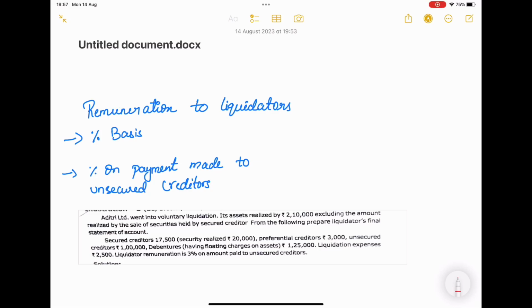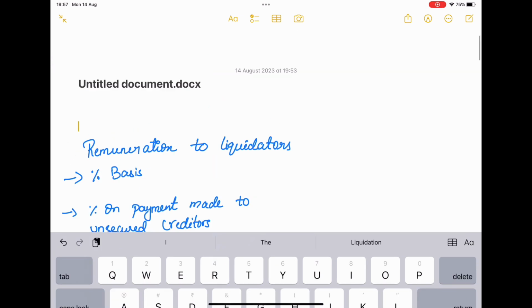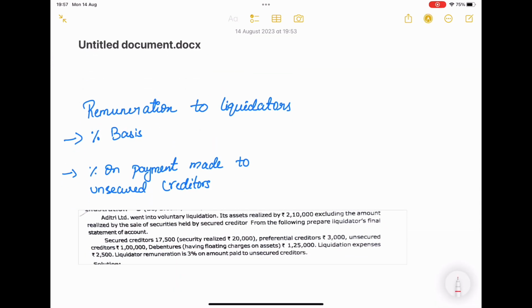Hello everyone, in this video I'm going to start with problems on liquidation. Before going to the problems, let us understand the small concept of remuneration to the liquidators. Here we are going to pay a certain amount to the liquidators for their work. We are going to pay the salary on a certain percentage basis. How are we going to calculate that?